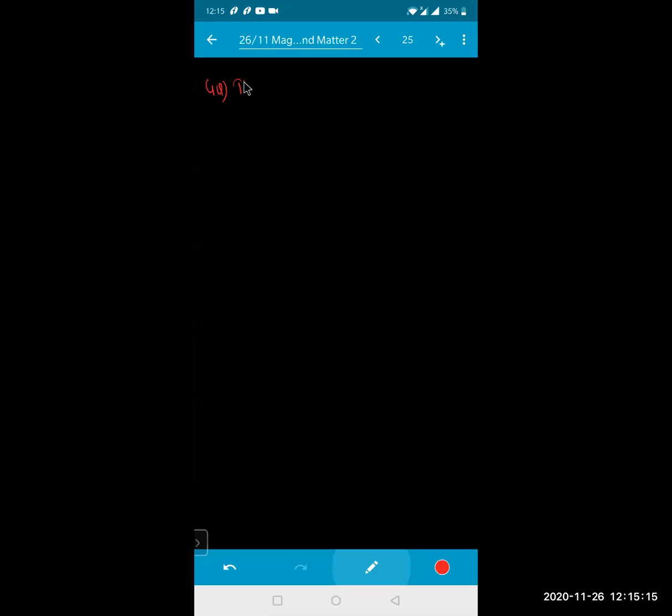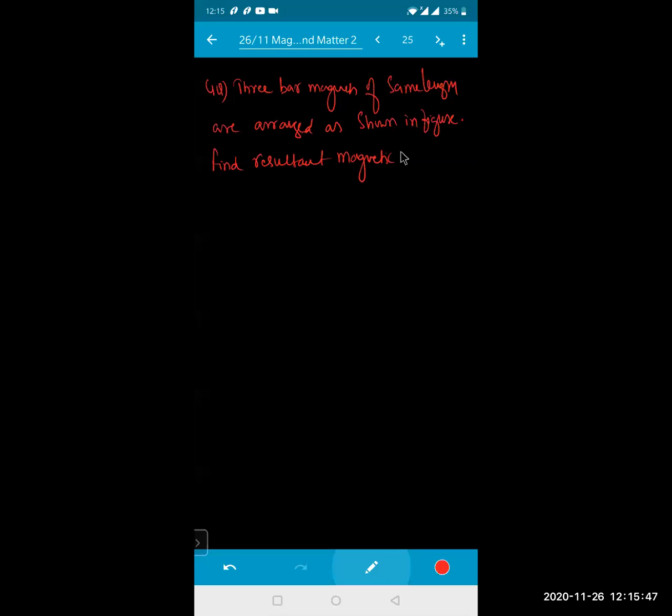Look at this question. We have 3 bar magnets of the same length, arranged as shown in the figure. Find the resultant magnetic moment. You try this one.